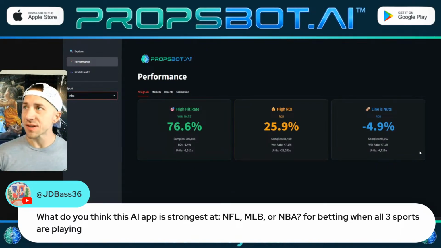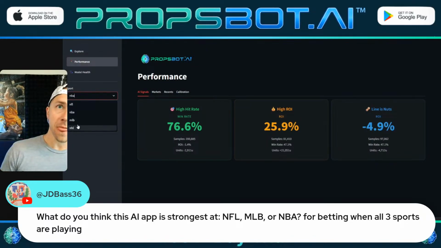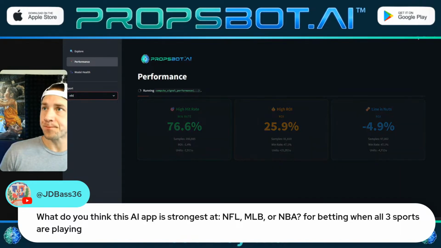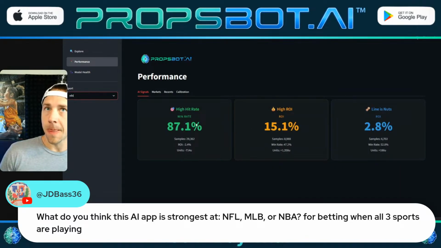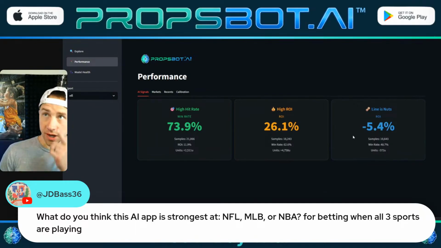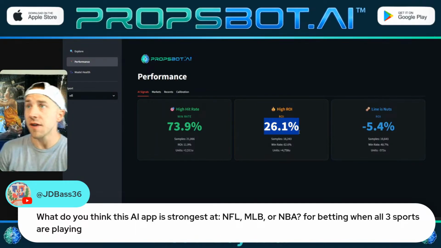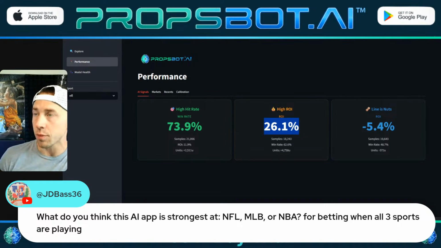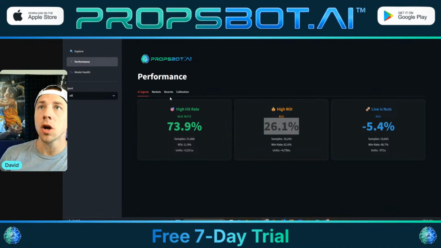It's got full sample sizes in here. NHL. And there's NFL. I'll go back to NFL. Yeah, there's the NFL samples. Obviously, smaller sample size, less games. The line is nuts was actually negative for NFL. So we'll be obviously working on that before we get to the season. But check out the high ROI plays. 26.1% is insane.